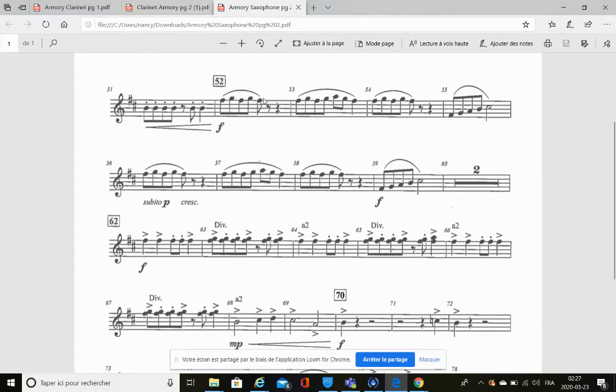What about this articulation here at measure 52, the curved line? What is it called? It is a slur. Now let's take a look at some dynamics in this piece.